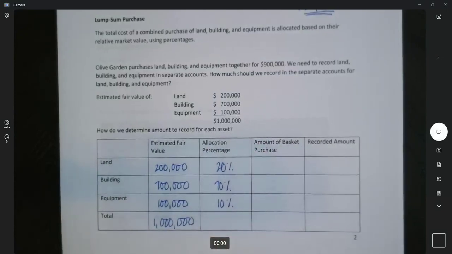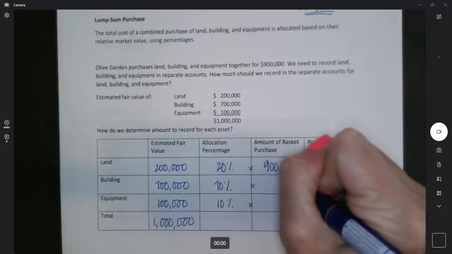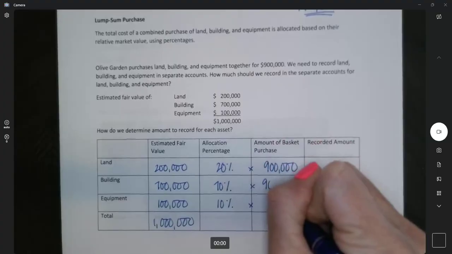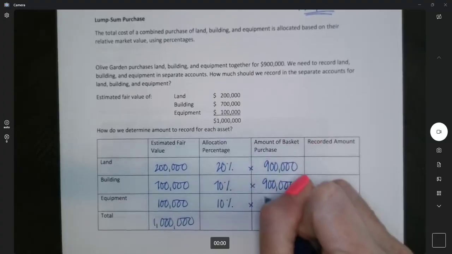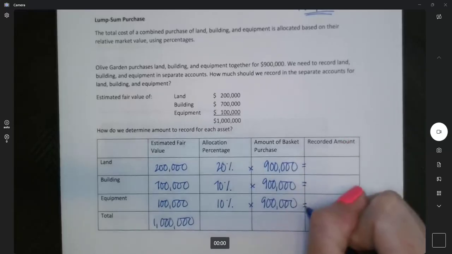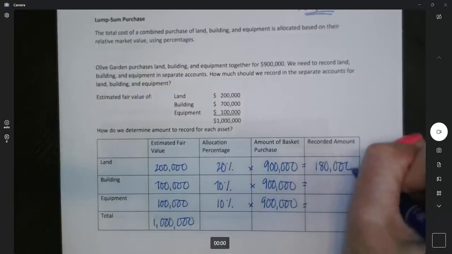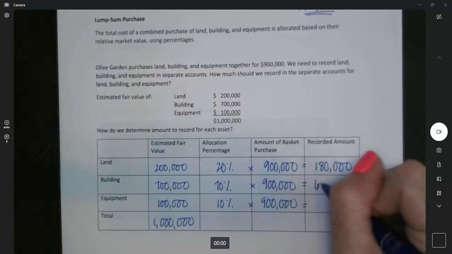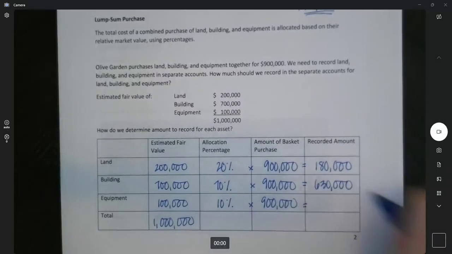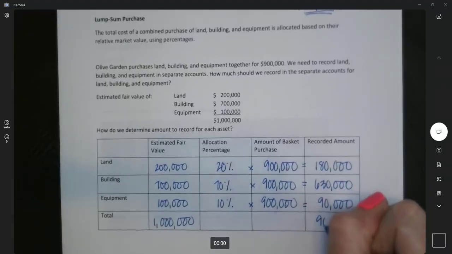We're going to multiply that times the basket purchase of $900,000, to determine how much we're actually going to record in the books. So 20% of 900,000 is 180,000. 70% will be 630,000, and 10% will be 90,000. In total, that'll be 900,000.